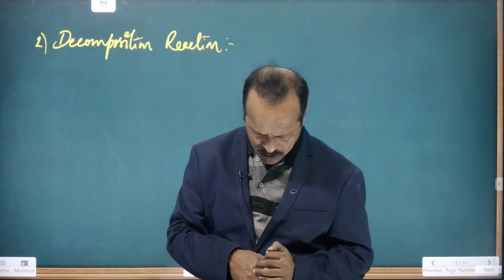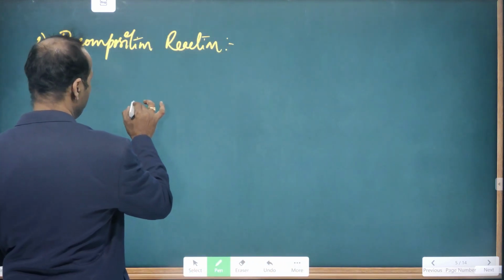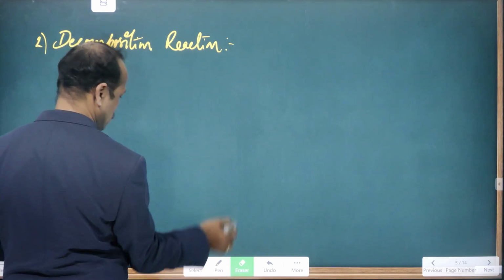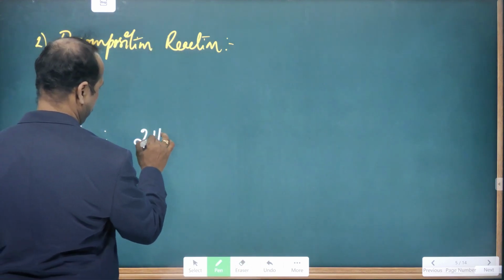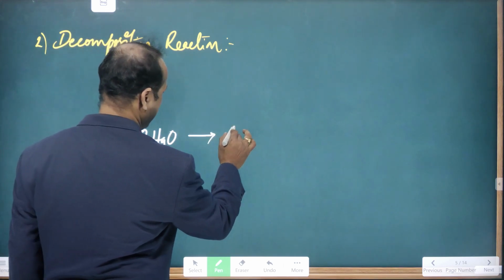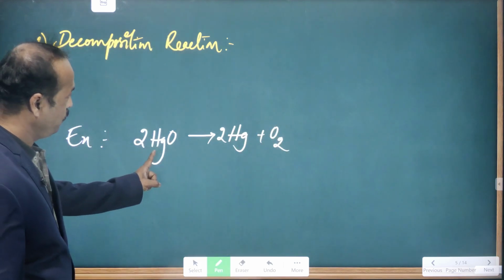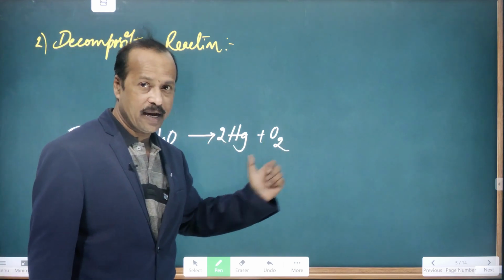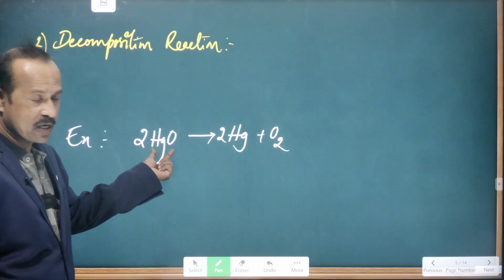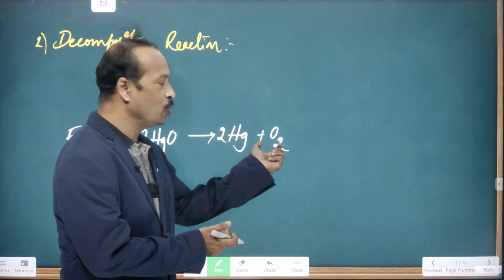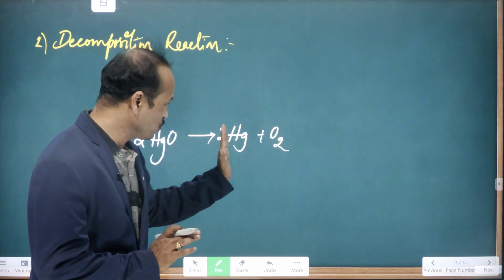So what example is given here in your material? Mercuric oxide, HgO. On heating, 2HgO splits into 2Hg plus O2. So here, students, this is one compound, HgO, and on heating it splits into two elements called mercury and oxygen. So one reactant is giving two products.